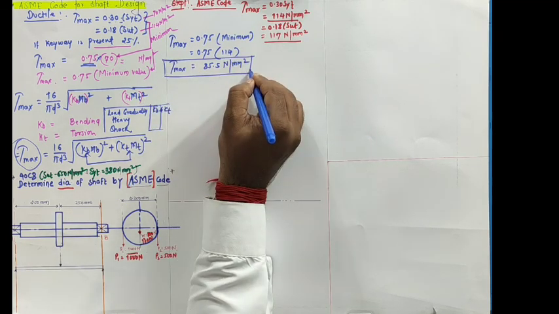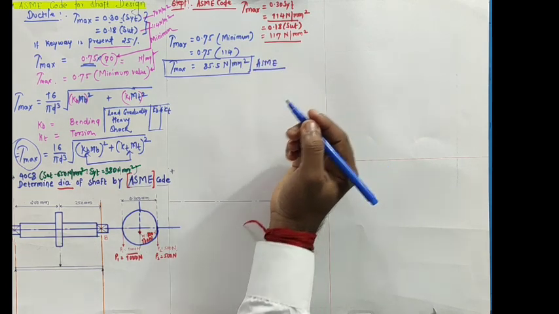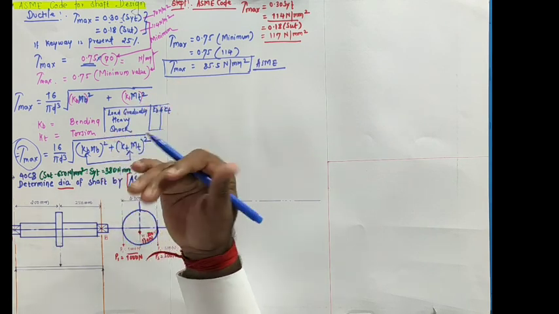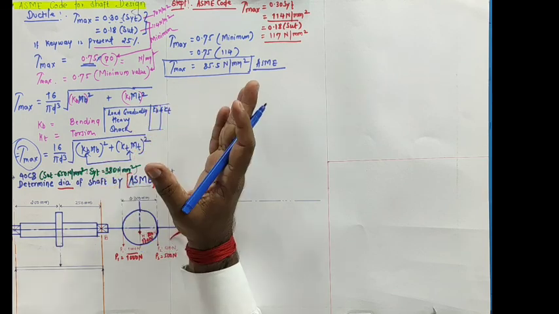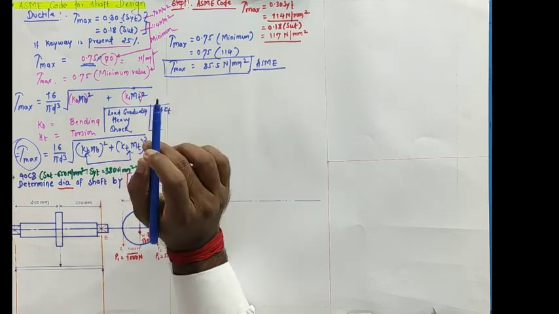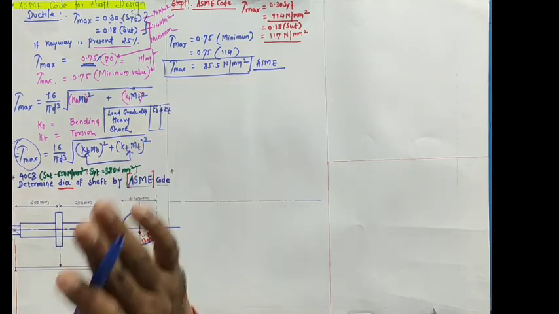So this will be the shear stress according to the ASME code. Earlier, if they had not mentioned ASME, I would have calculated tau max is equal to 0.5 SYT by Fs. Now here they have mentioned ASME, that's why I have written tau max is equal to the ASME code value. So this is about the first step.